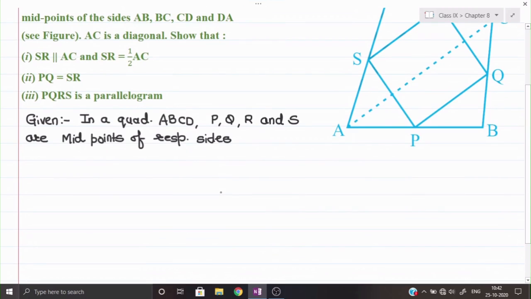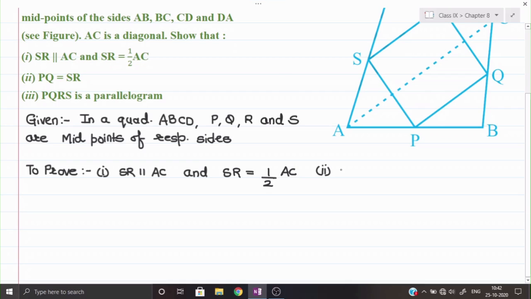Okay. Now we shall mention what is to prove. To prove, we need to mention it as it is, with no change. First part: SR is parallel to AC and SR is equal to half of AC. That is the first part. In the second part we have to show PQ is equal to SR. And the third part we need to show is PQRS is a parallelogram.